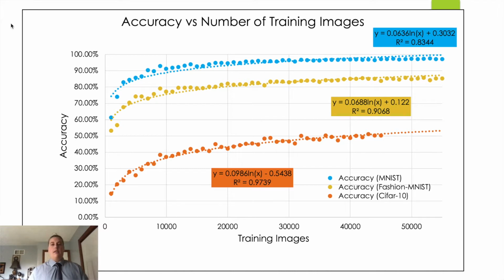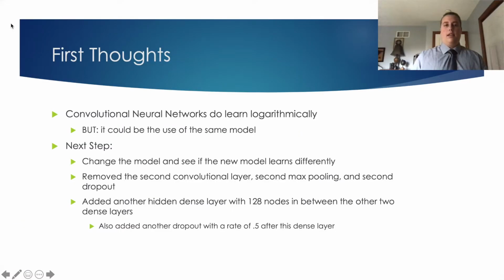So here are the 3 different data sets and the accuracy of the model over the number of training images. The blue is the MNIST, yellow is FashionMNIST, and then orange is CIFAR10. And I could kind of see that there was some sort of logarithmic pattern going on, but I wanted to do more tests to see this. So my first thoughts were that it was learning logarithmically, but since I was using the same model, I couldn't really tell if that was the reason why.